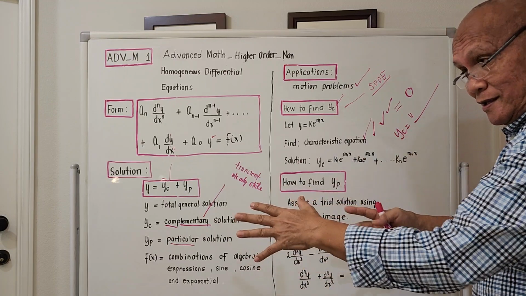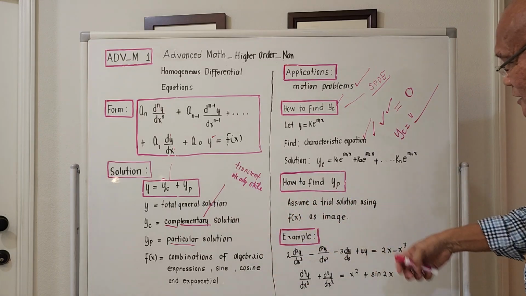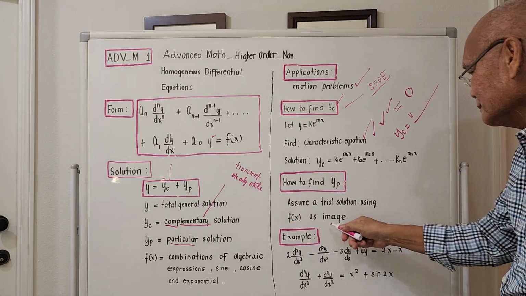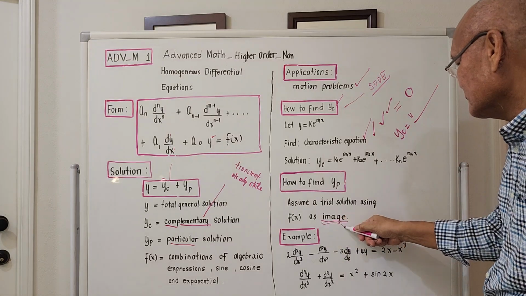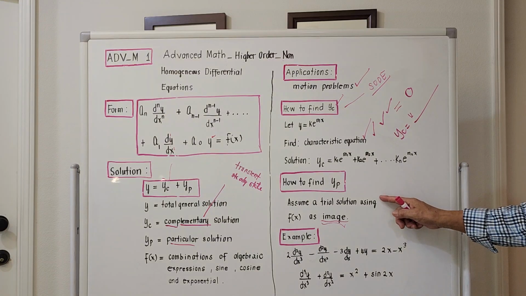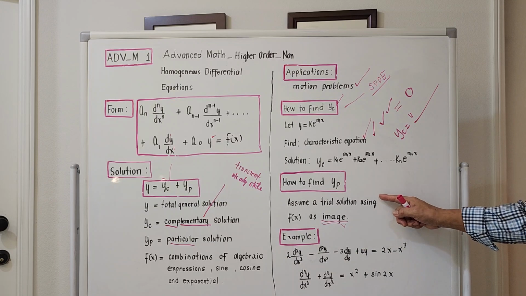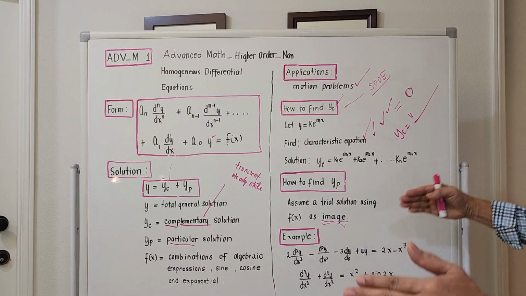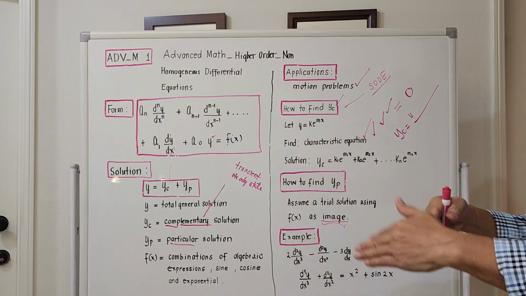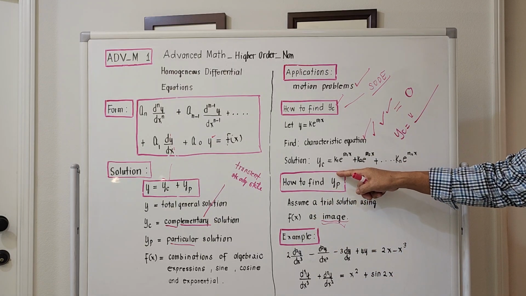In which we do not know yet the constants, okay? That's why it is a trial. So I just place it here: assume a trial solution using f of x as an image. Okay, that's it, guys. For the meantime, I could not show you this one, not unless I give you an actual example, because it's hard to summarize this without giving an example problem. As soon as we go to the problem, you could visualize how it was done. That's the trial solution for the particular solution.